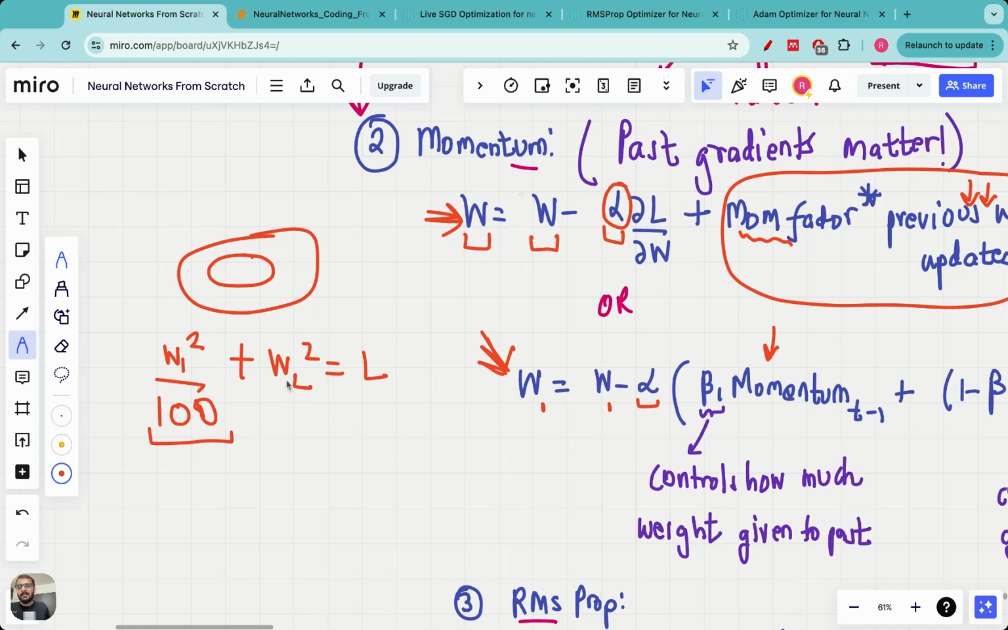The main idea of adaptive gradients is that the smaller the gradient, the higher the step size. So for W1, the gradient is small because small changes in W1 lead to no changes in loss. So we should use a higher step size for W1.